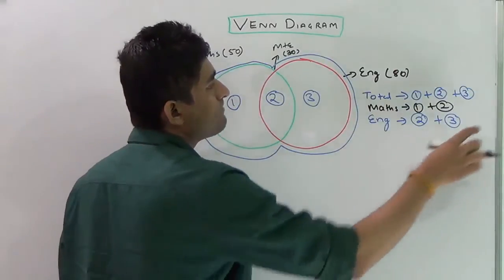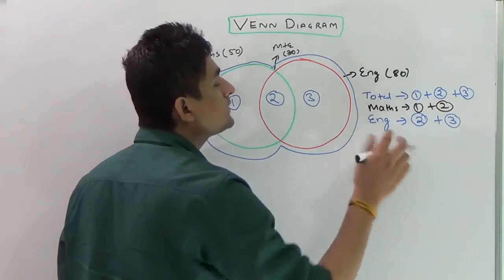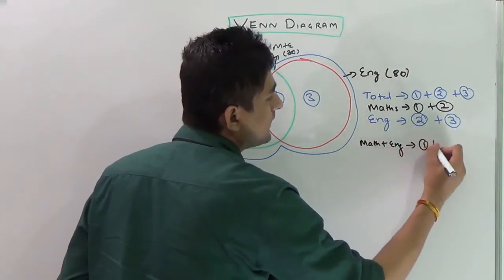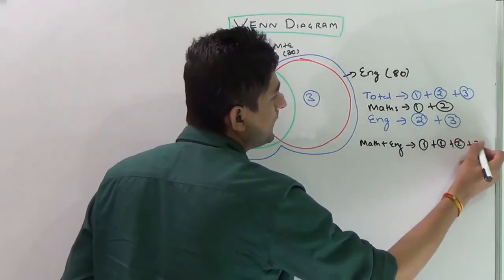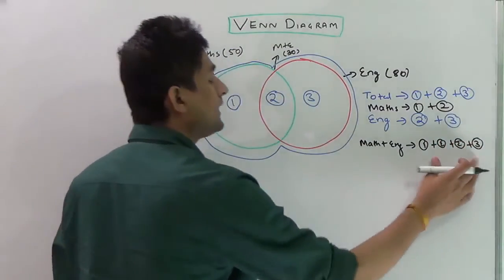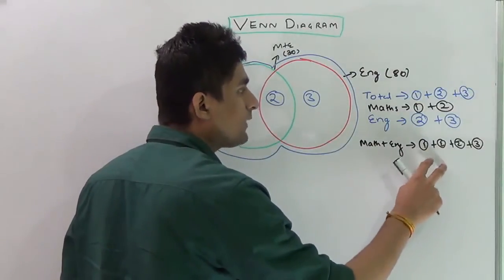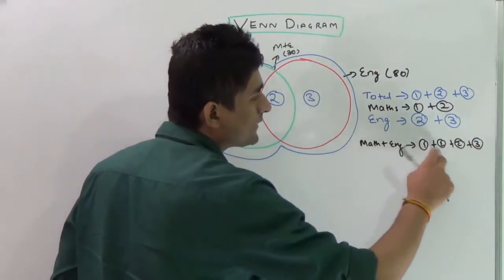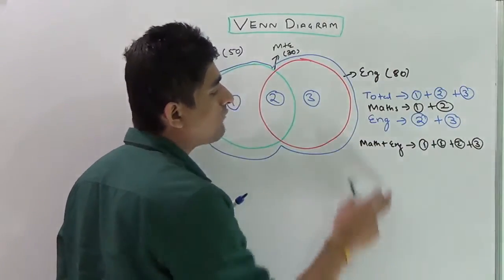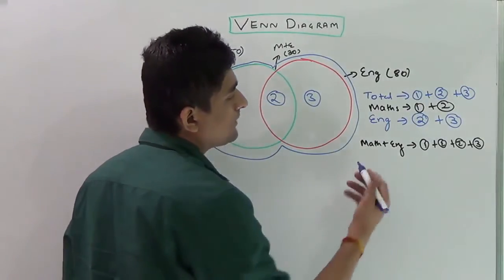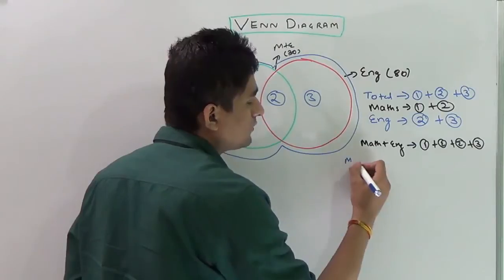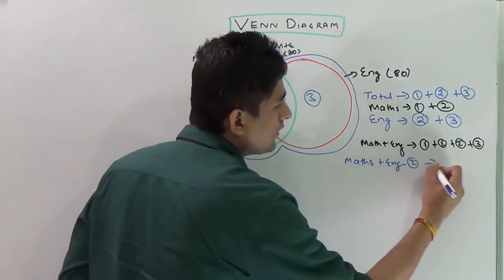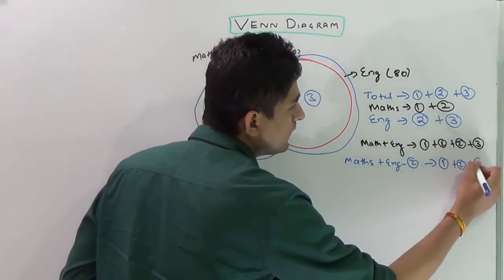So I'll just do a simple manipulation in this. I'll add maths as well as English, and I'll get the value like this: 1 plus 2 plus 2 plus 3. But for finding my answer, the total number of students who gave the exam, I need to find the value of 1 plus 2 plus 3. Here 2 is extra, so I have to eliminate 2 from this. So I'll subtract 2 from both sides to get my desired answer. Maths plus English minus 2 equals 1 plus 2 plus 3.